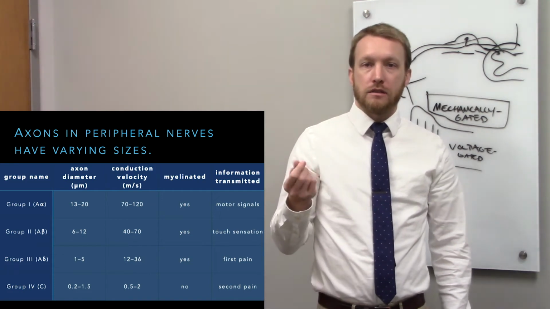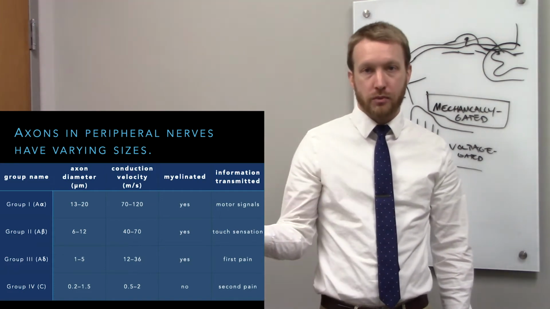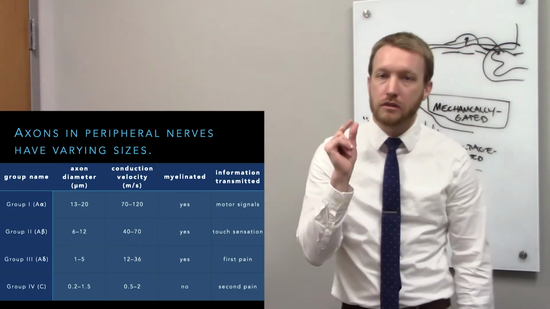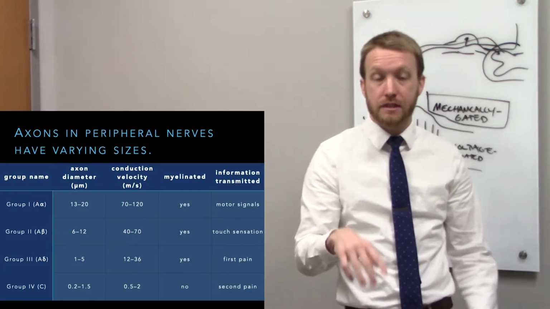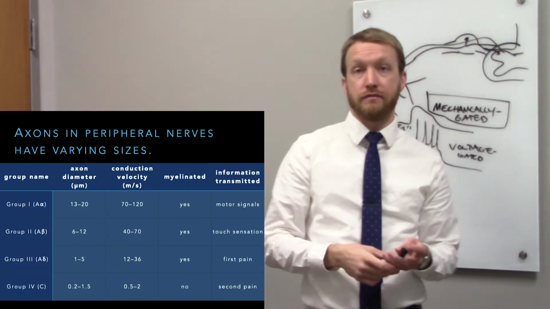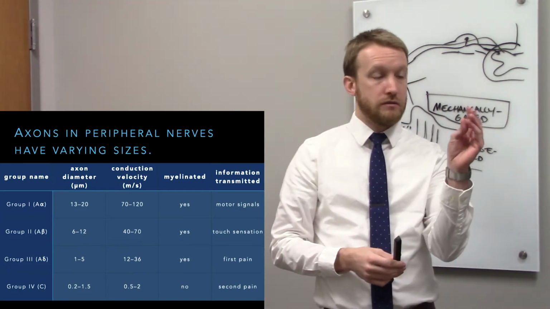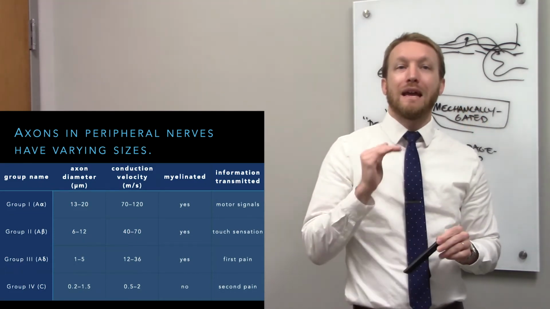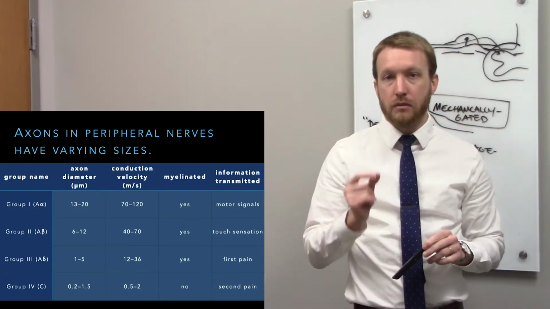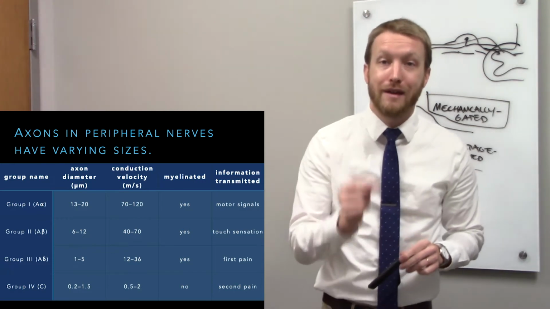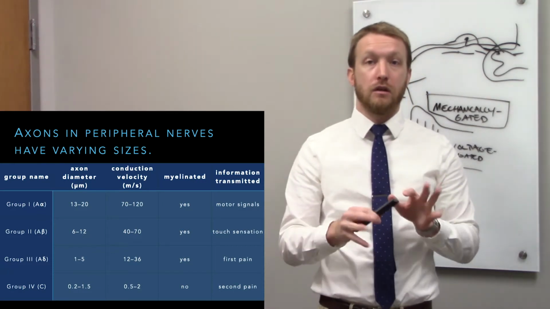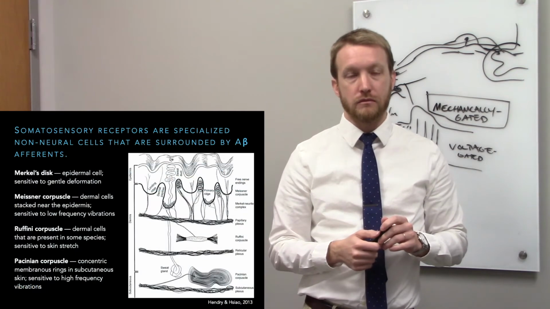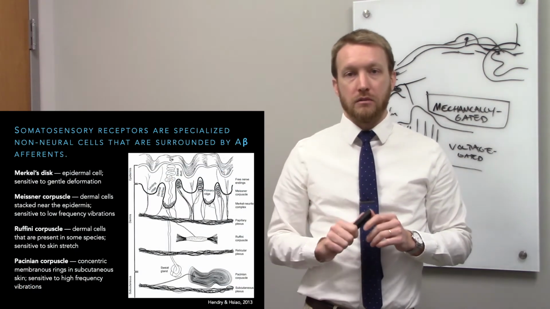The tactile sensation is going to be A beta for the most part, aside from the muscle spindles. Those A beta fibers are a little bit smaller, a little higher resistance, and therefore a little slower conduction velocity. Those are going to sense tactile sensation of the skin. Then we have our A delta and C fibers that are much smaller. C fibers are also not myelinated, so they are the slowest. Those are both going to create pain. We'll talk about pain in a little bit.